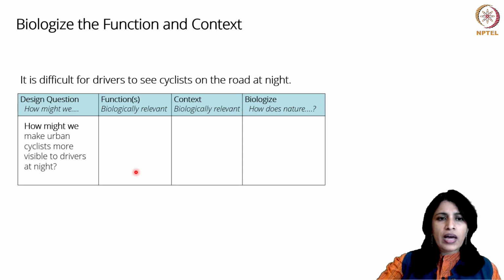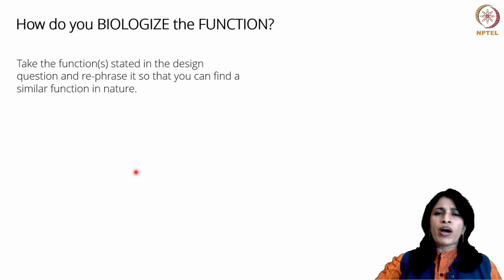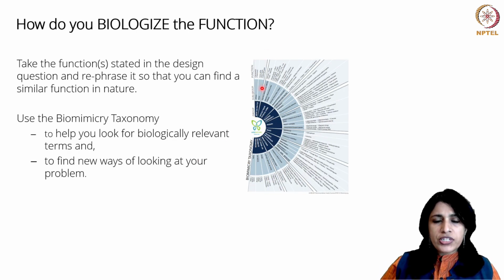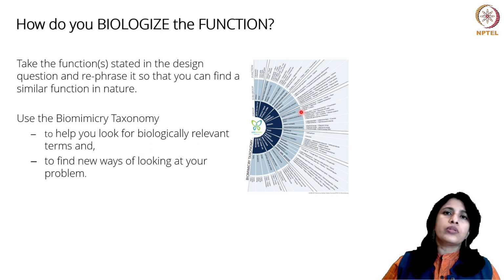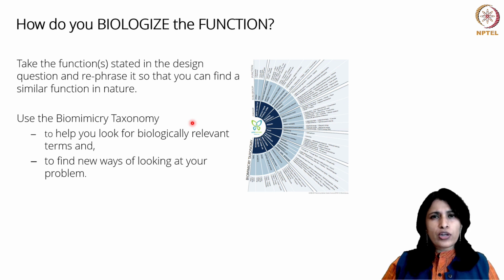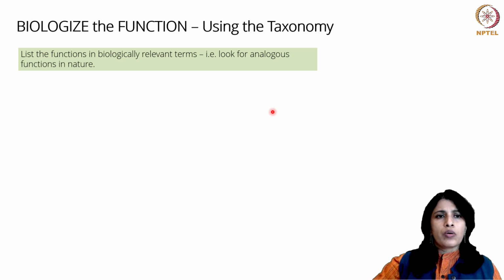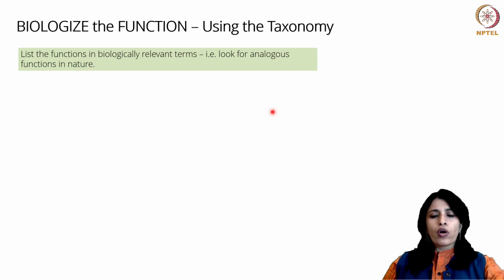So how do we go about doing that? By using the biomimicry taxonomy. And the biomimicry taxonomy, remember, you will take the help of the functions that you saw earlier. All these functions, you can take the help of to look at biologically relevant functions to the function that is specified in your defined question, and also find fresh perspectives of looking at your problem statement. Let's look at it with the example. So look at your defined question and look for functions in nature.